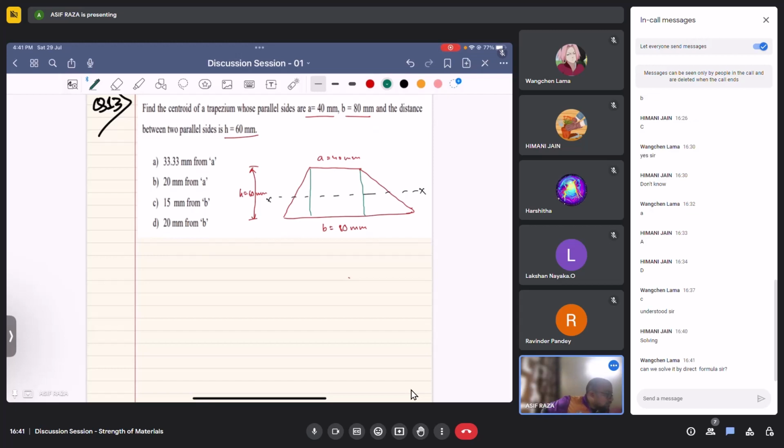Okay, can we solve it by direct formula? Yes, you can, but it's best if you guys know the basics, because rather than mugging everything, if you know the basics and try to find as quickly as possible, that would be very easy, right? Rather than storing that formula, you can remember other things. I don't really remember the formula of this, so I'll try to find it using the basic thing.